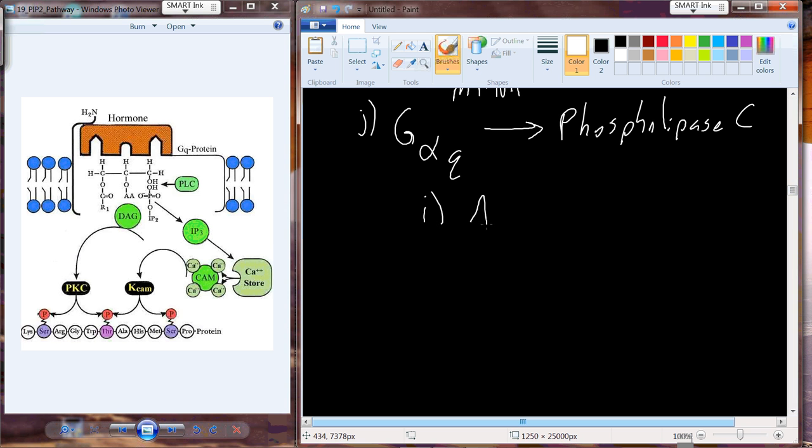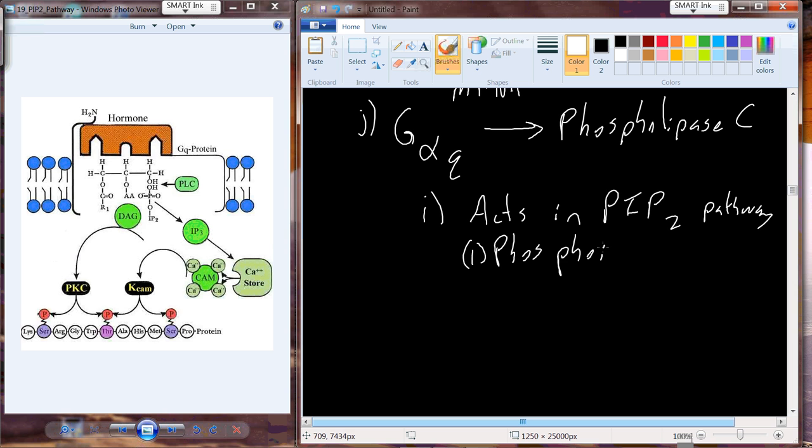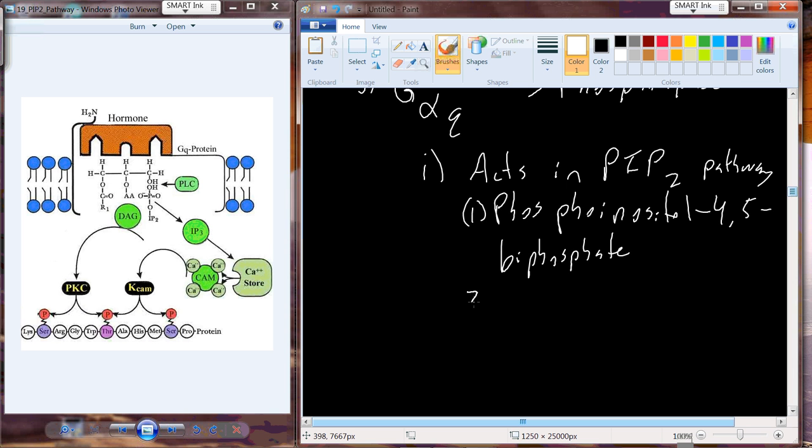So G alpha Q. That's in the PIP2 pathway. And again, this is phosphoinositol 4,5-bisphosphate. This is a lipid that is going to end up in the membrane. So it's actually a phospholipid because it's phosphorylated. So it's in the membrane. It's one of our membrane lipids.